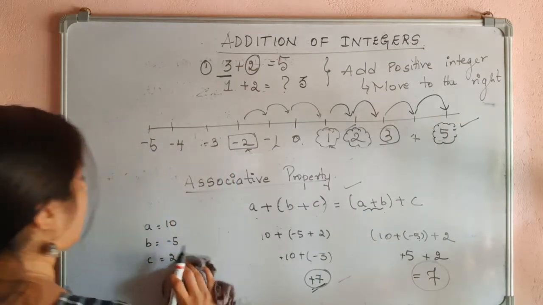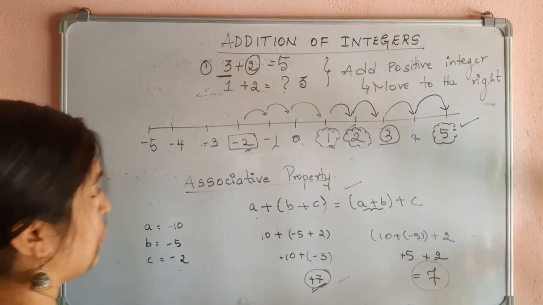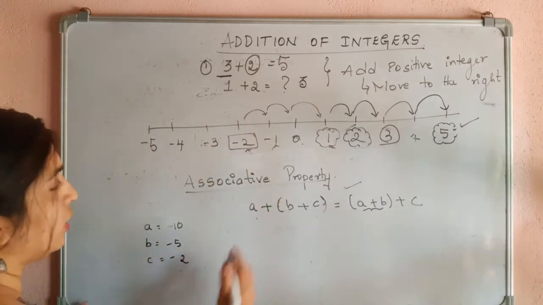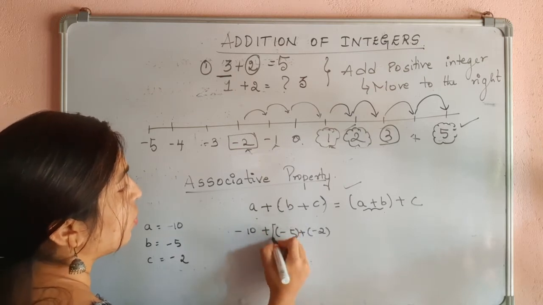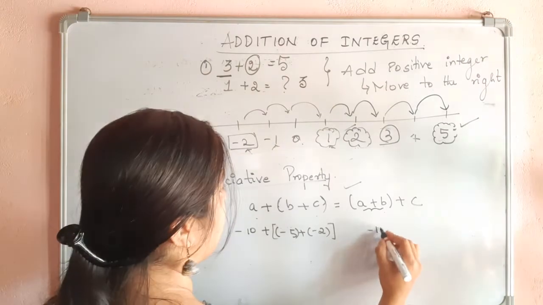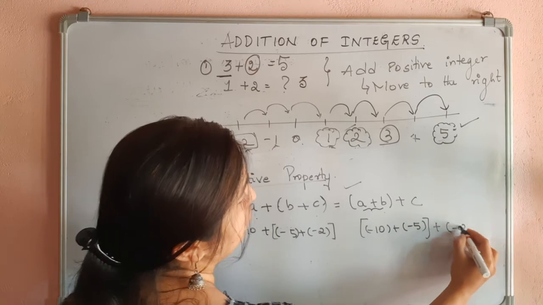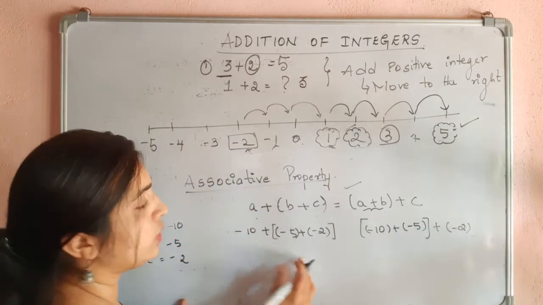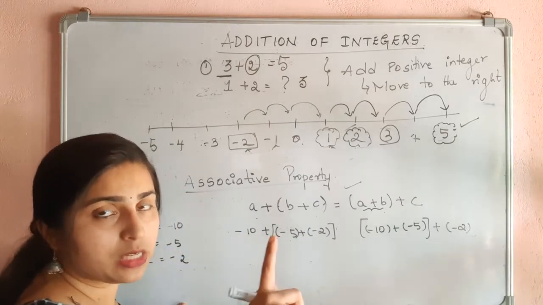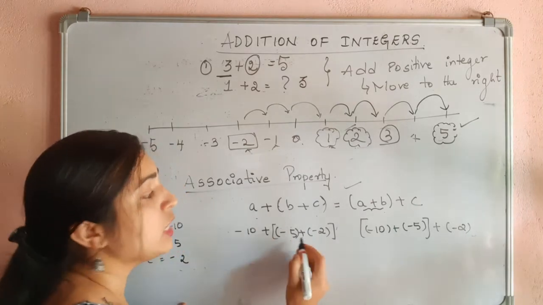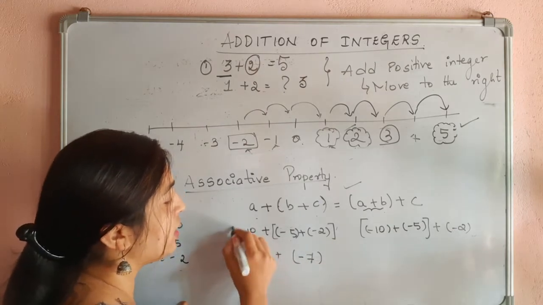Now let us take all negative integers, that is minus 10, minus 5, minus 2. In this case, first let us solve the LHS: minus 10 plus (minus 5 plus minus 2). First I will solve the bracket, minus 5 plus minus 2. This is the case where integers have the same signs. Take the sum and place the sign which is common to the integers. So this is minus 7.